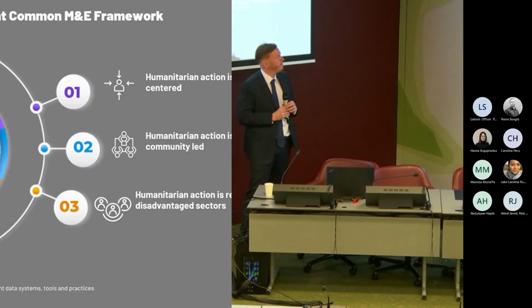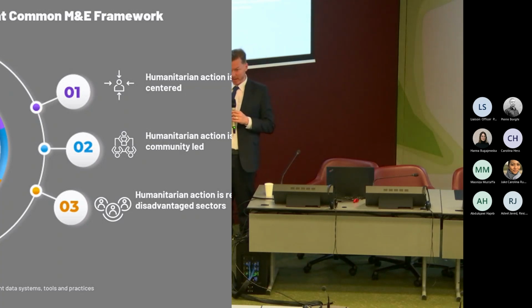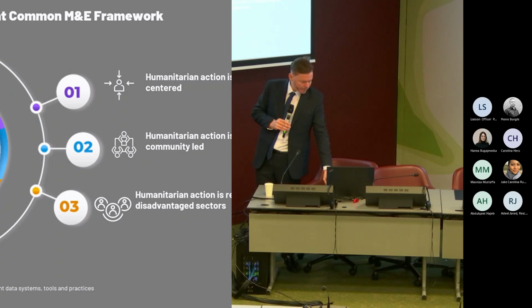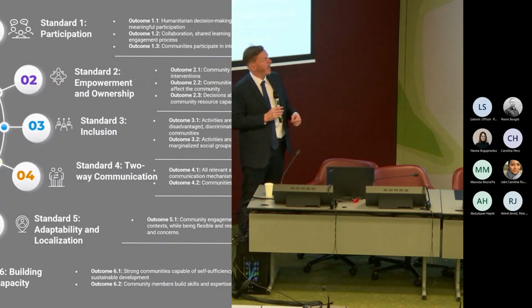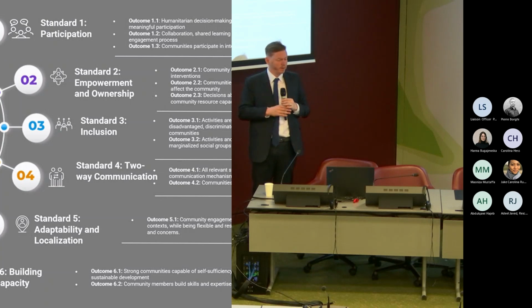So you can see these are some of the specific areas that we were working on. One is we were trying to ensure humanitarian action is people-centered, is community-led, and is reaching the most disadvantaged sectors. So what's necessary to look at that? You have to define what are the indicators that need to be measured in order to determine if these 3 things are happening. And here are the standards. There are the 6 standards, which you can find in the UNICEF guidelines on community engagement.